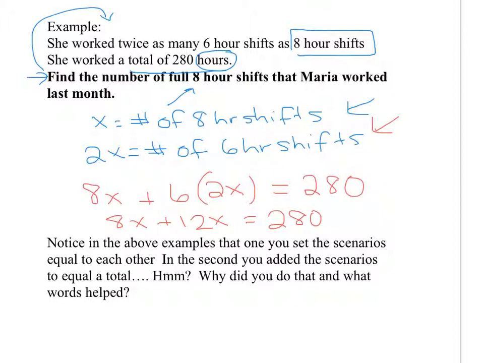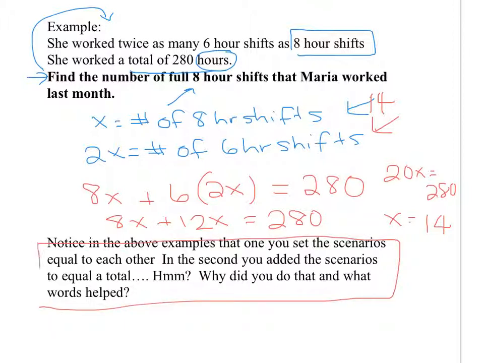So 20x equals 280. So x equals, let's see, it goes into 28 one time with 8. So 14. So she worked 14 8-hour shifts, okay? All right, so I want to notice in the above examples that for one of the scenarios, you set things equal to each other. That's what I call the balance equation.